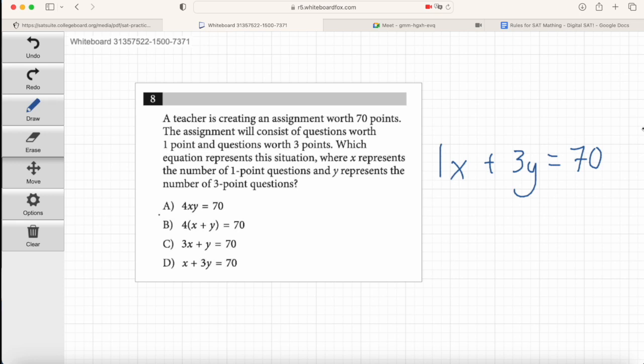Okay. Now, we don't see this exact equation in the answer choices here, but it's darn close to D. Do you see that? Yeah. But 1x is the same as x, because 1 times x is just x. That's really the only difference there. But if you can set it up, great.